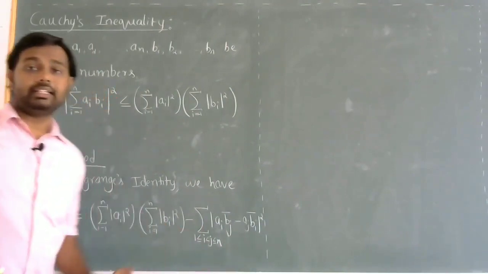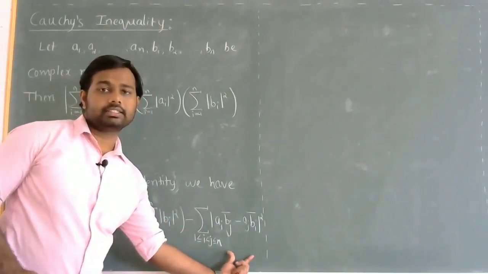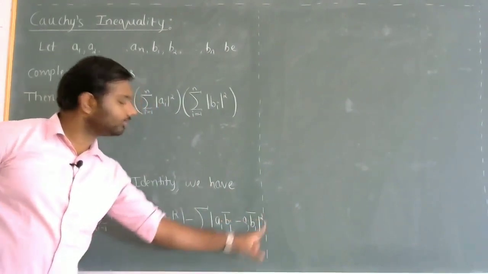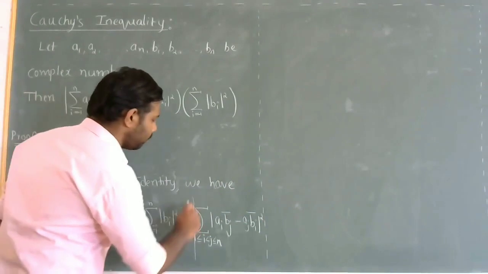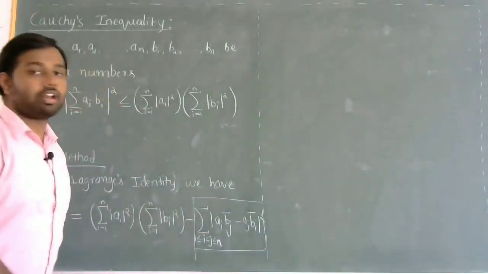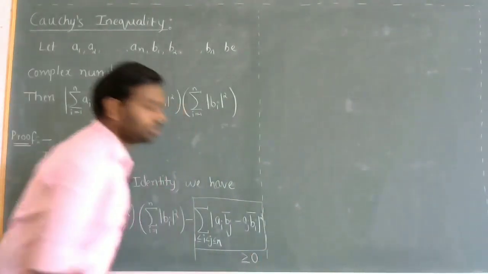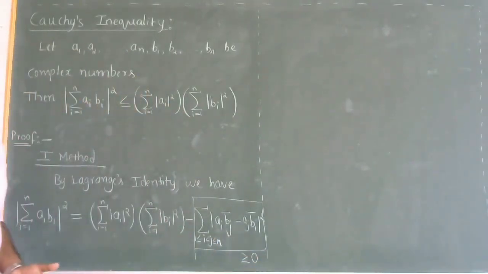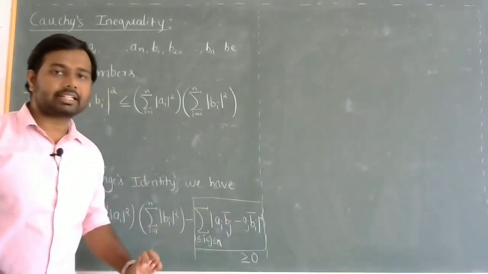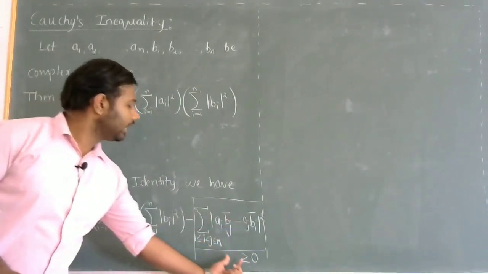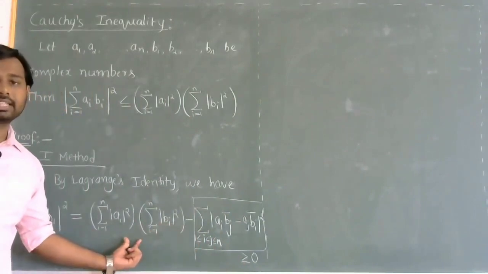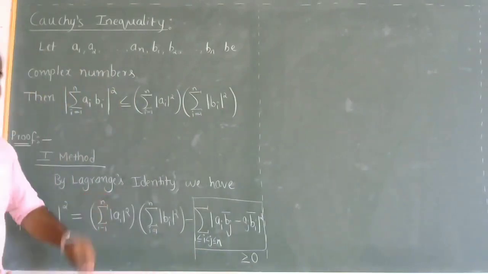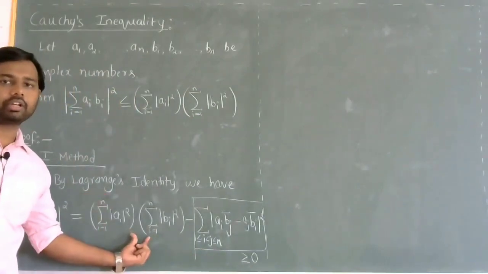In the Lagrange's identity, consider this term. Each term is non-negative, so this whole sum will be non-negative. It will be greater than or equal to 0. Now observe the right hand side. In the right hand side, we are subtracting a non-negative quantity from this number. So this difference will be obviously less than or equal to the actual number.